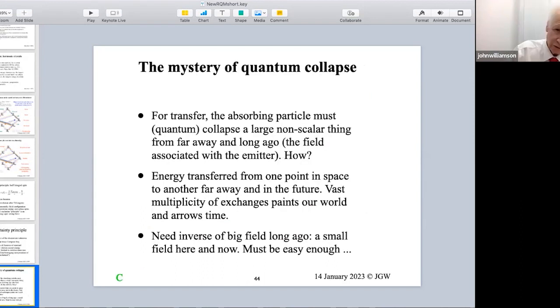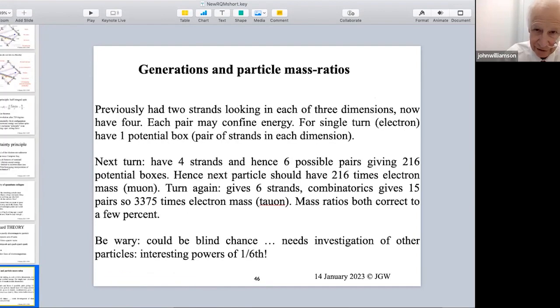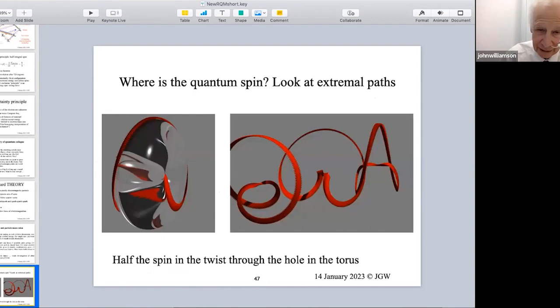Quantum collapse, I was going to talk about, but I won't because it's not one of the questions. Standard theory. Yes, okay, leave that too. Generation. Yes, okay, we've done that.